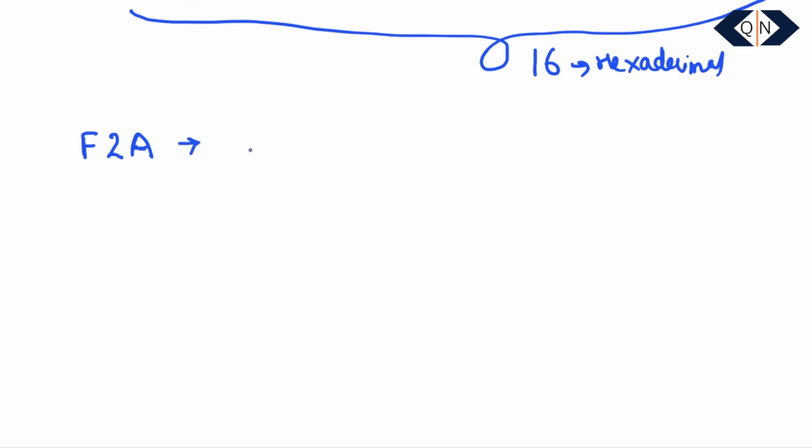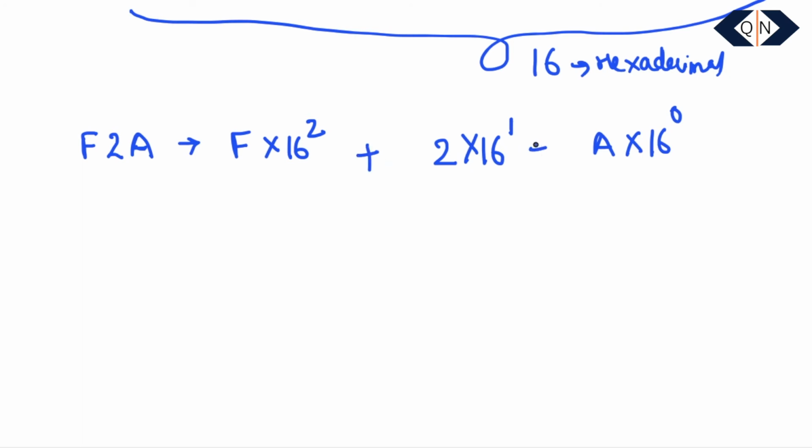So as previously done, it will be in the power of 16. You already know. So we will separate it: F, 2, and then A. Okay, got that? Then since it is at first position, so 16 to the power 0, at second position 16 to the power 1, then here we will go for 16 to the power 2. You can use a calculator here, no worry. Then we are going to add this.